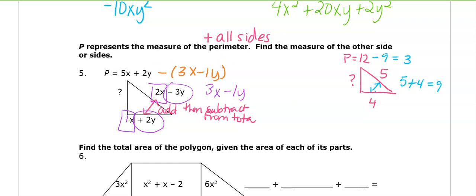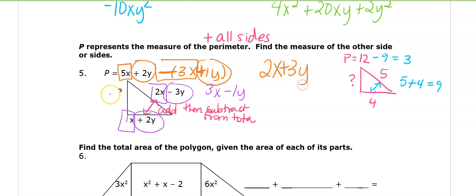And if you notice, it tells me that I'm going to have to distribute that negative to each thing in the parentheses. So that 3 is going to become a negative, and this 1 is going to become a positive. And then I'm going to combine my like terms. 5 minus 3 is a 2x. 2 plus 1 is a 3y. So that would be our missing side. We did it the exact same way as we did these easy numbers over here. Just took it up a step.